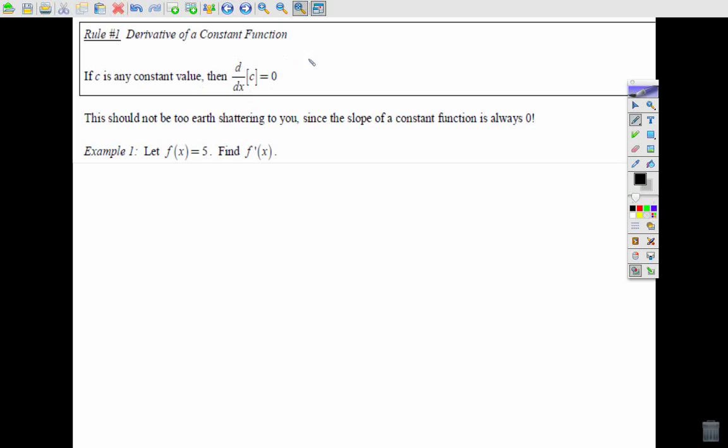All right, the first thing we're going to do is talk about the derivative of a constant. If you are given, for example, y equals 5, what does that look like on a graph? Well, it looks like this. What is the slope of the tangent line of that? It is 0. So therefore, the derivative is 0. Hopefully that makes sense to you.